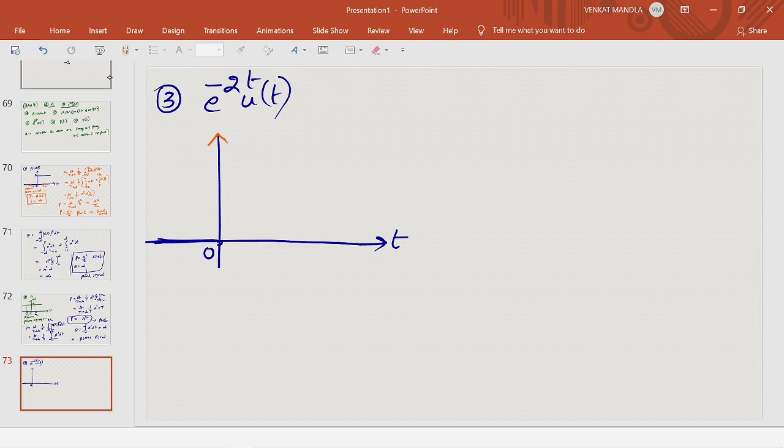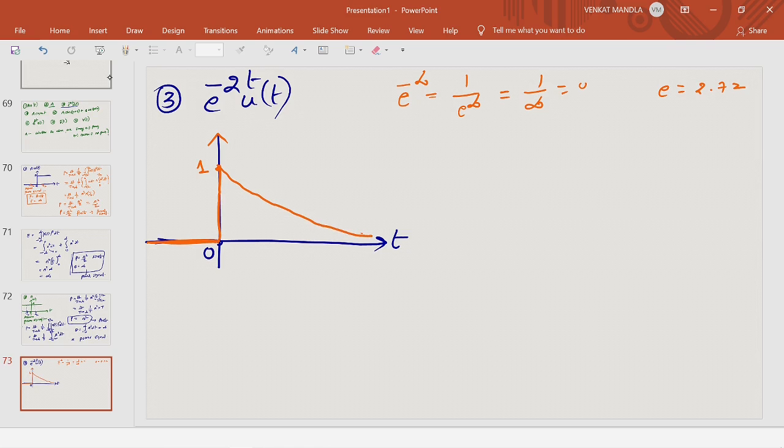And at t equal to 0, you have e power minus 0 into u of 0, which is 1. And for t less than 0, this is 0 because we are multiplying with u of t, and u of t is 0 for t less than 0. And this is 1 at t equal to 0. And if t tends to infinity, e power minus infinity is 1 by e power infinity, that is 1 by infinity. E value is approximately 2.72, so 1 by infinity is 0. At t tends to infinity, this becomes 0, so it is exponentially decreasing.